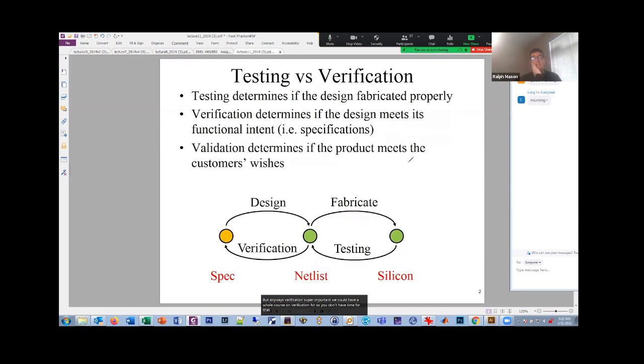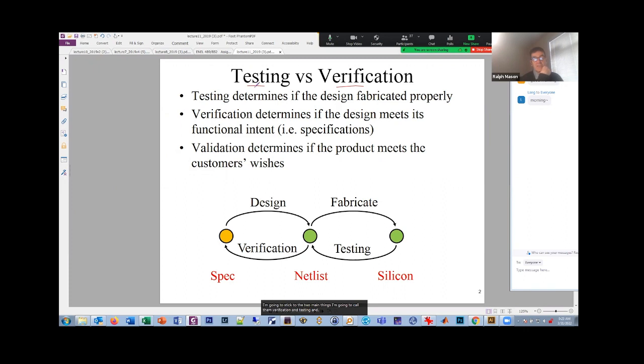The next thing I'm going to explain is the difference between verification and testing. There are actually 3 words people use commonly and sometimes interchangeably: verification, testing, and validation. I'm going to stick to the 2 main things, and call them verification and testing.